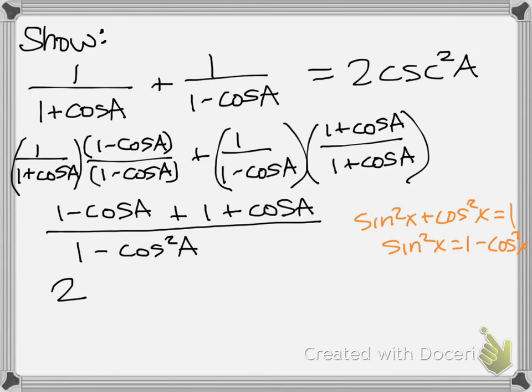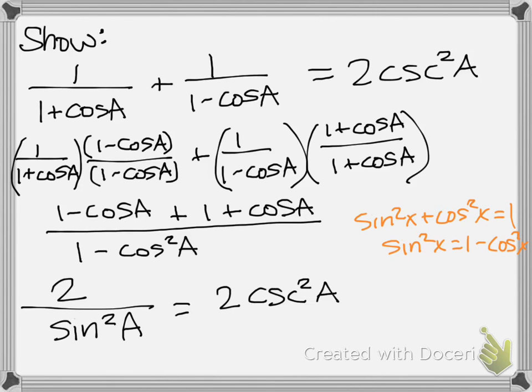On the top, 1 plus 1 equals 2, minus cosine A plus cosine A goes away. So I end up with 2 over sine squared A. The last step that I need to do is turn that into cosecant instead of sine, and I have the right answer.